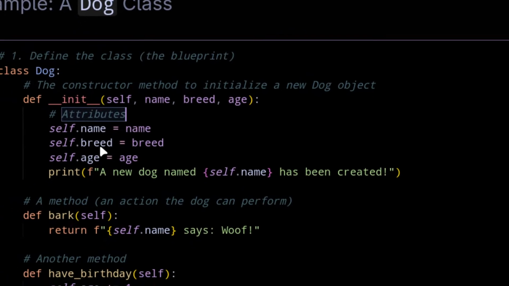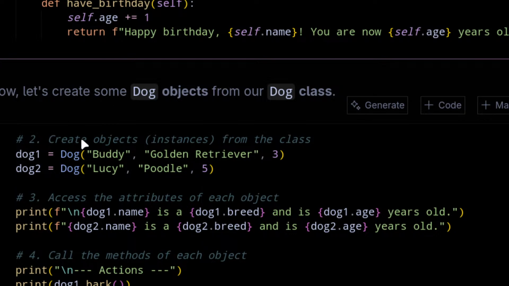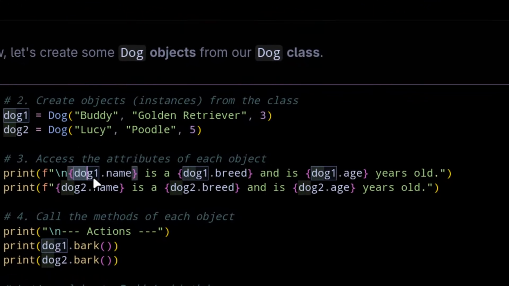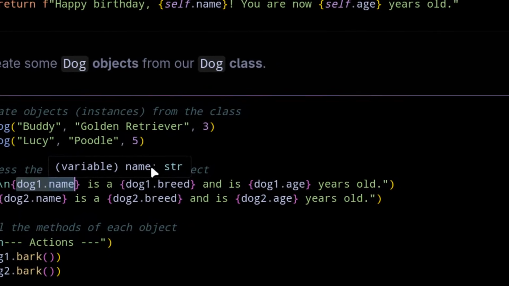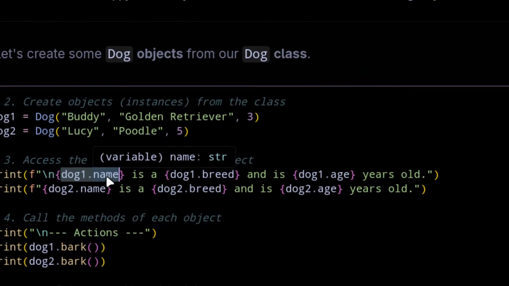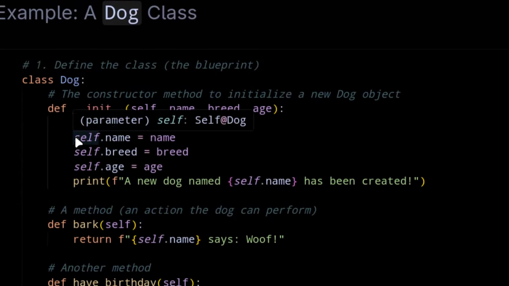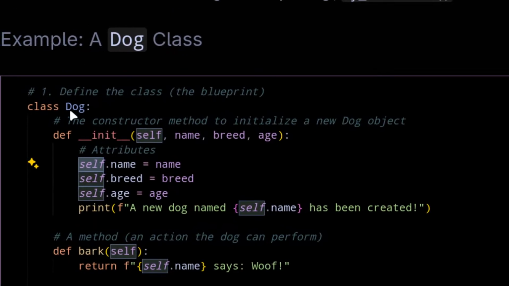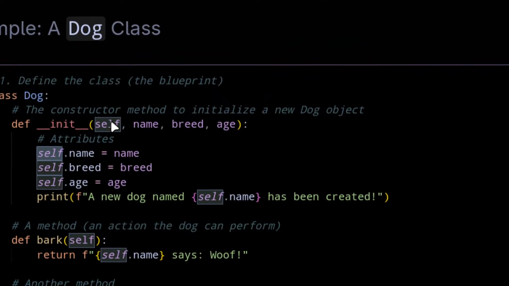So let's say some dog name, you will see an example here, dog1 dot name. See this, dog1 dot name is actually a variable, which is a string type variable. Now, if I just go back here, this self gets replaced by the object under the class dog. Hopefully that is clear, right?